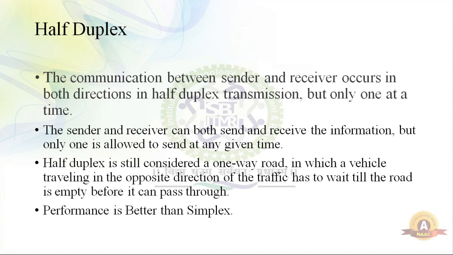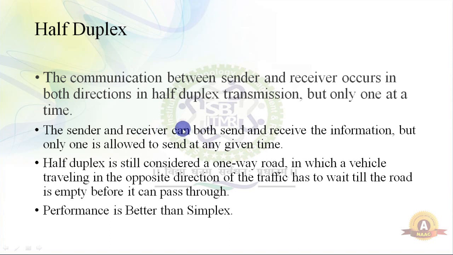मीन्स यहाँ पे जो सिचुएशन है वो सिचुएशन ये है कि सेंडर एंड रिसीवर ये दोनों एक ही चैनल को यूज करते हैं, लेकिन यहाँ पे जो कंडीशन है कि एक ही चैनल को एट ए टाइम कोई भी एक ही जन यूज कर सकता है। दैट्स व्हाई दिस इज द हाफ डुप्लेक्स ट्रांसमिशन। सो इन द हाफ डुप्लेक्स ट्रांसमिशन, the sender and receiver can both send and receive the information, but only one is allowed to send at any given time.